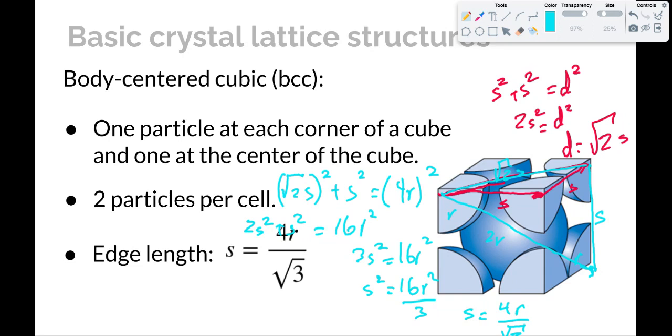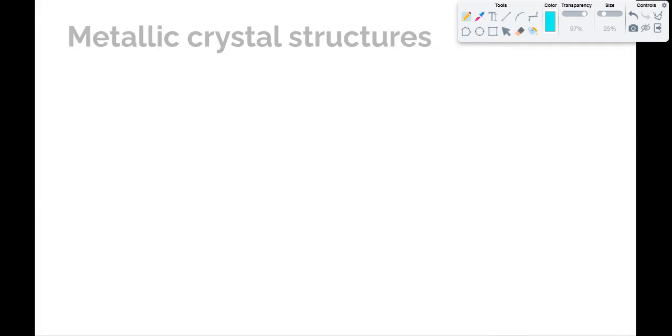Now in practical terms for this class and for the AP exam, what you might be asked to do is to use the equation for edge length for one of these kinds of cells to calculate density if you know the mass of the particle, or if you know the density, you might be asked to work backwards to figure out what the radius is. In fact, that's how they figured out a lot of these radii. All kinds of substances exist in these lattice structures. We're going to look at 2 common ones.